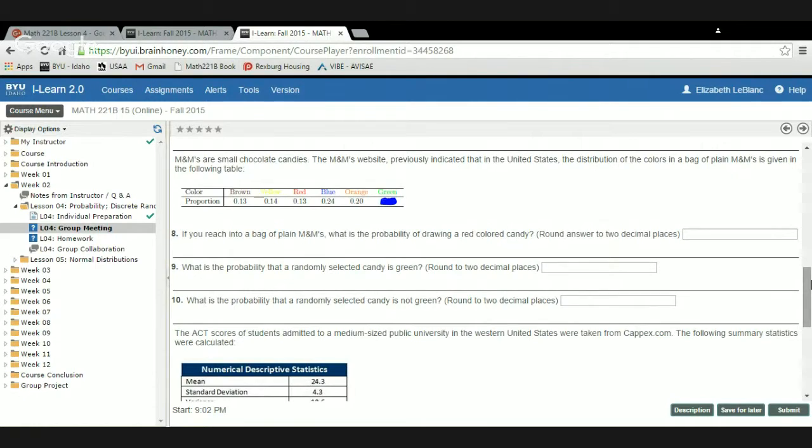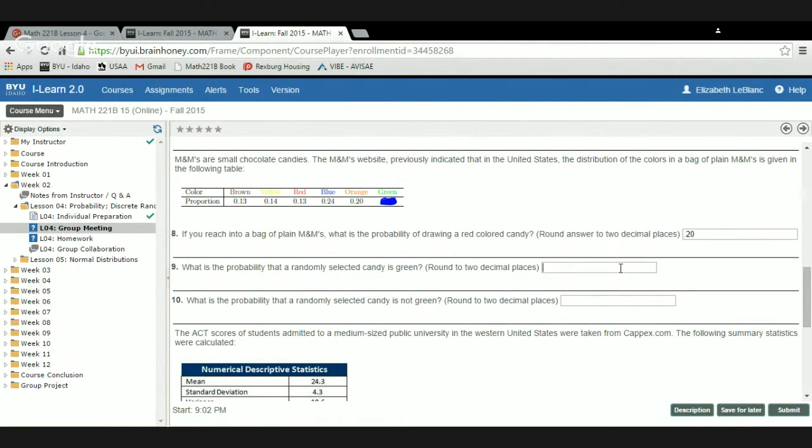M&Ms are small chocolate candies. The M&Ms website previously indicated that in the United States, the distribution of the colors in a bag of plain M&Ms is given in the following table. If you reach into a bag of plain M&Ms, what is the probability of drawing a red-colored candy? Green? There's no green? Okay. 1, 2, 3, 4, 5. So just 1/5 because I don't think green is included. Probability is 0.20.